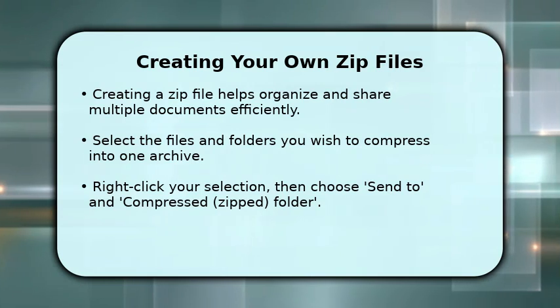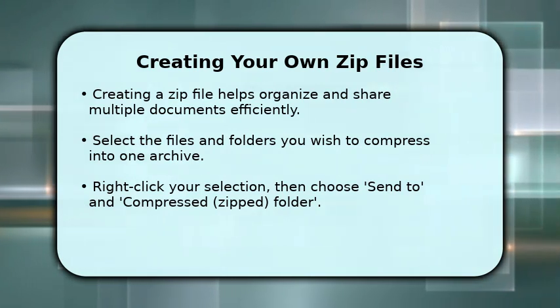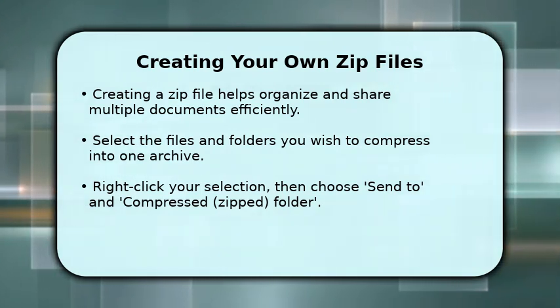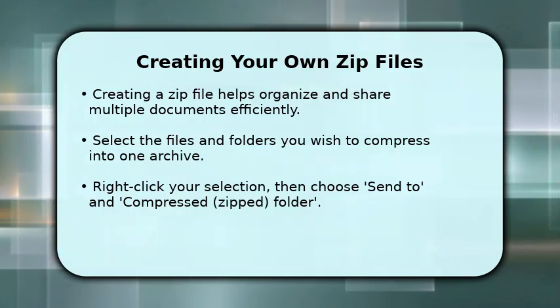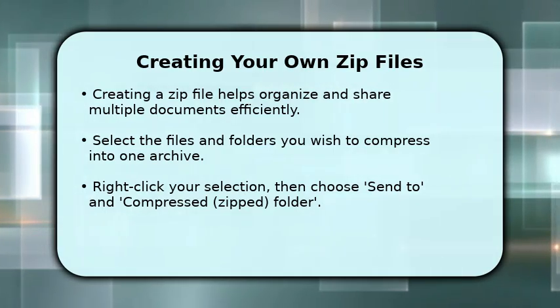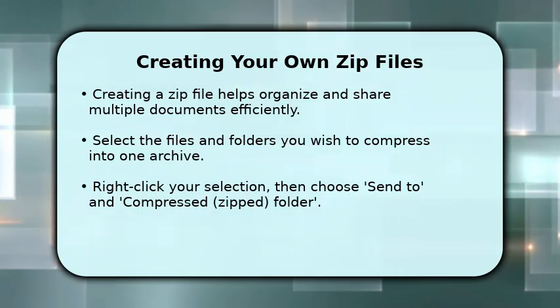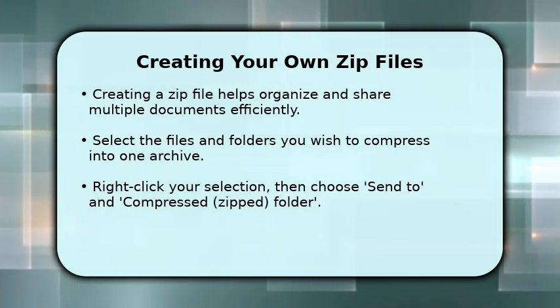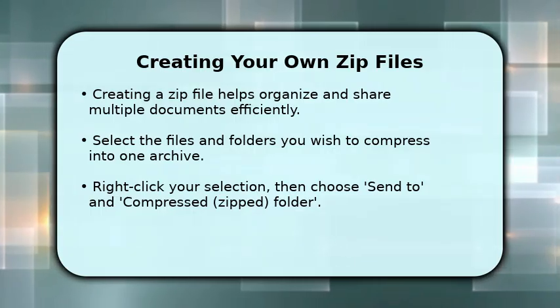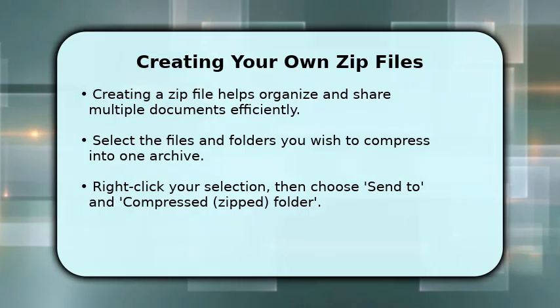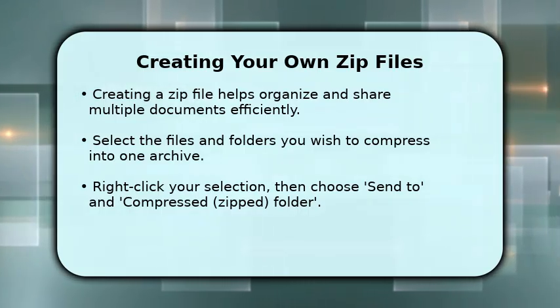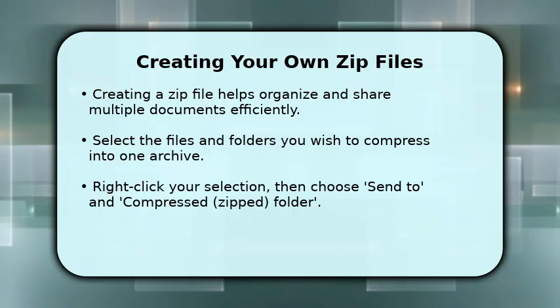Now, let's learn how to create your own zip files. This is incredibly useful for organizing multiple documents or sharing a collection of photos with friends or colleagues. First, select all the files and folders you want to include in your archive. Next, right-click your selection, hover over Send to, and then click Compressed, Zipped folder. A new zip file will instantly appear in the same location, ready for you to give it a descriptive name.